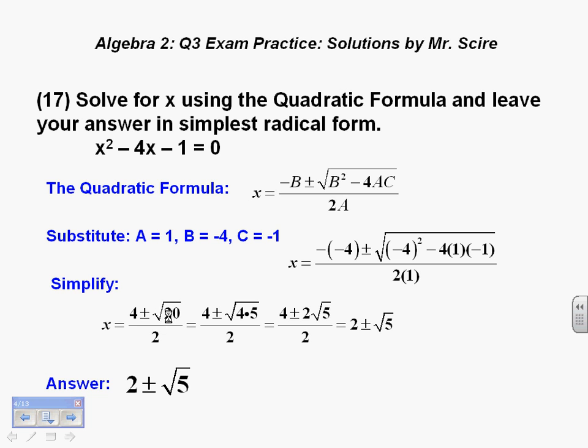We break the 20 up into factors of 4 times 5 because 4 is a perfect square. The square root of 4 comes out as a 2, which means we can now reduce this fraction. 2 into 4 is 2. 2 into 2 radical 5 is just the radical 5. And that leaves us our final answer of 2 plus or minus the square root of 5.